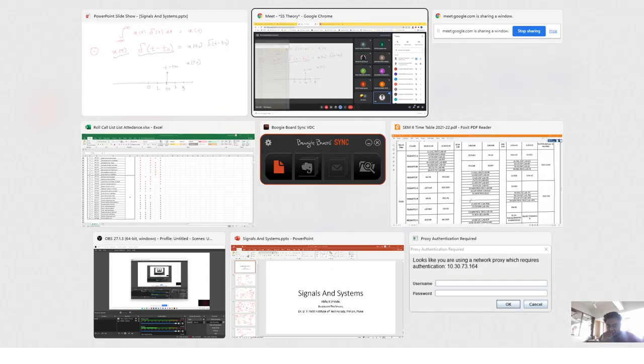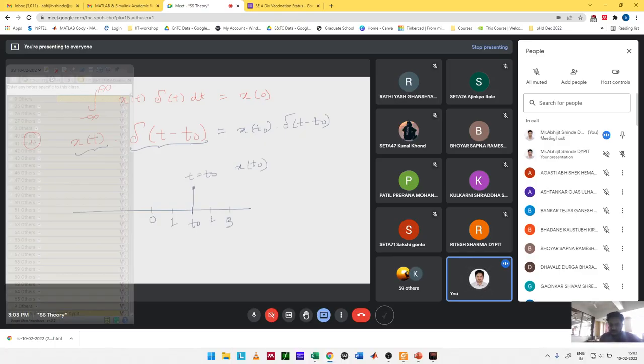We will stop over here, as I had just extended by a couple of minutes. Any question, you can stay back, otherwise you can drop from the board.